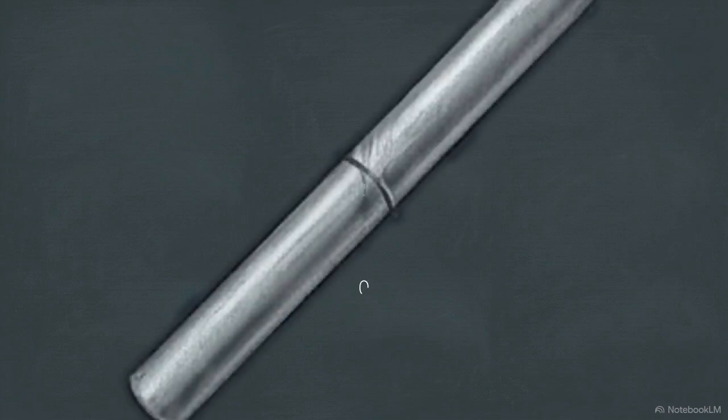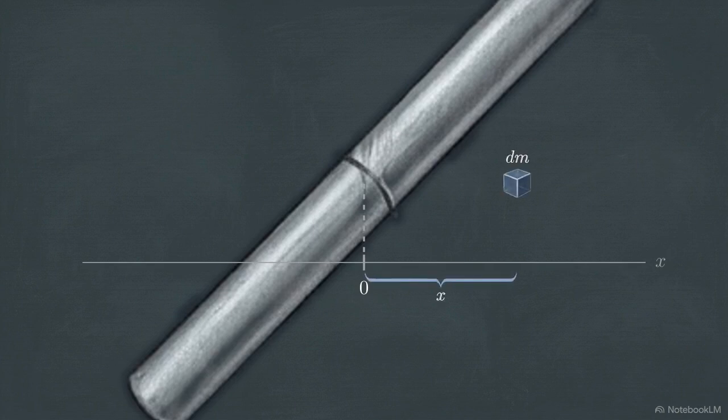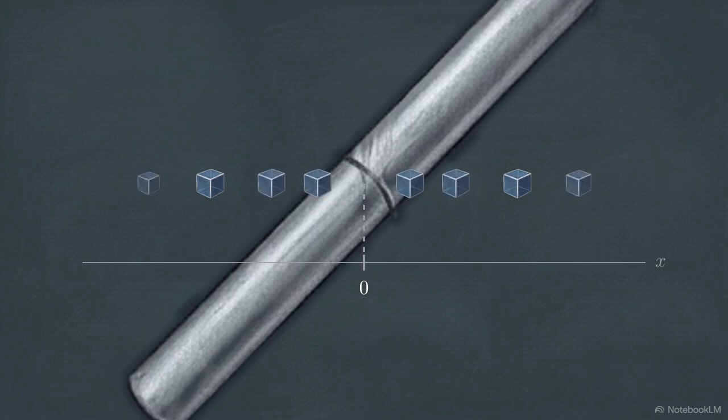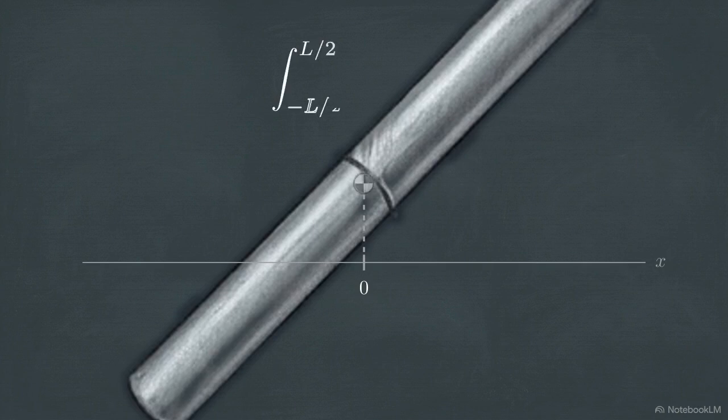Take a uniform thin rod. If we place the mathematical origin of our coordinate system exactly at the rod's geometric center, we find that for every small mass element dm at a positive distance x, there is a mirror mass element at negative x. When we integrate across the rod, every positive segment cancels its negative partner. The entire integral sums to 0, confirming the center of mass rests precisely at the geometric center.